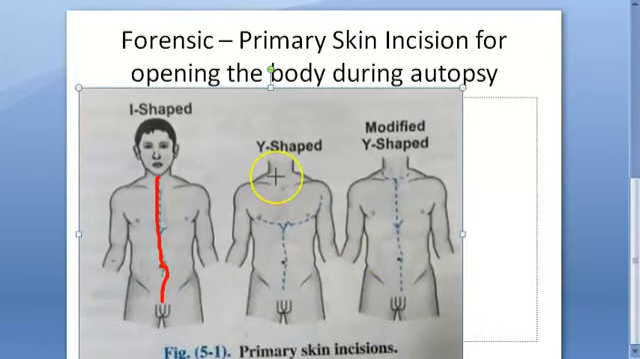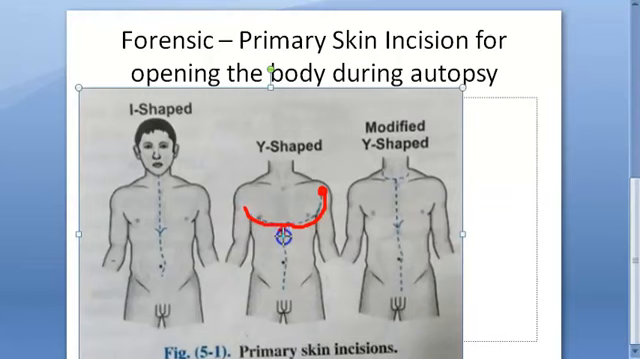Then, coming to Y. Now let us understand the Y-shaped incision. So begin where? At the acromion process. So they are beginning here. So let's just mark here. Acromion process, they are beginning. Then from here where are they going? Below the breast, across to the xiphoid process. Then meet a similar incision on the opposite side of the body.